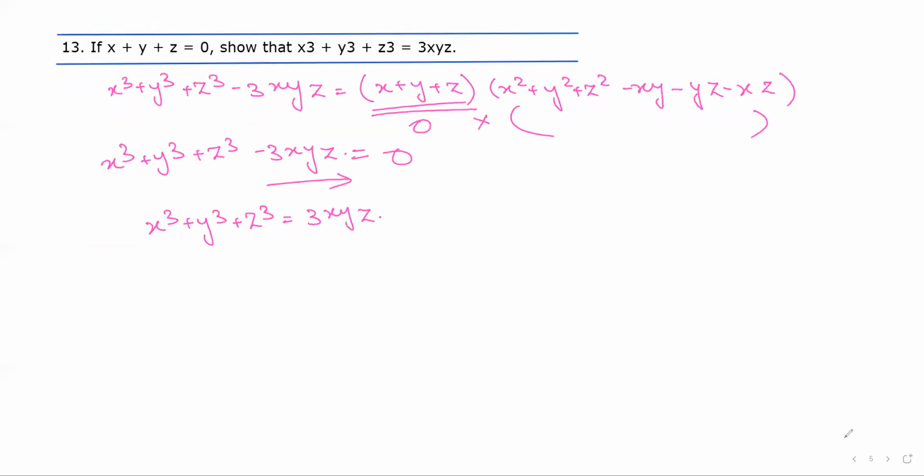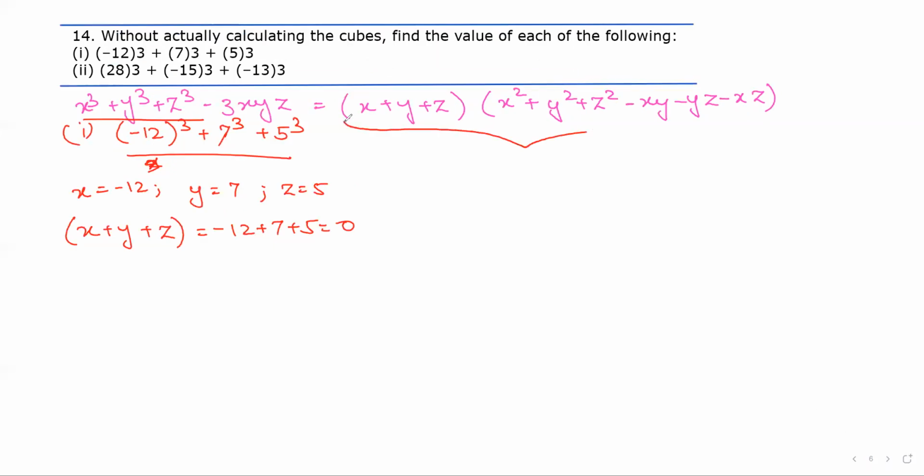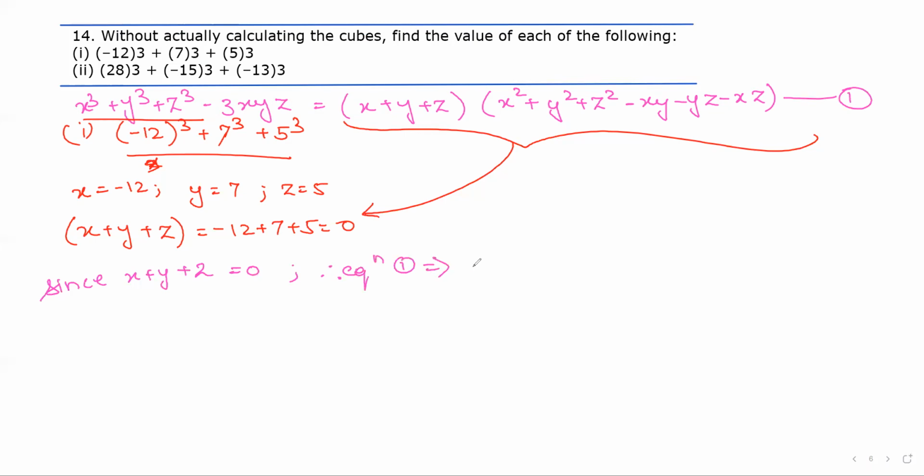Now, from the previous question, we understood that if x plus y plus z is equal to 0, your right-hand side disappears. That means this whole thing becomes 0, which means your formula gets modified into a new formula. You can write here, since x plus y plus z is equal to 0, therefore, this is your equation 1. Equation 1 becomes x cube plus y cube plus z cube is equal to, taking this on the right-hand side, 3xyz.